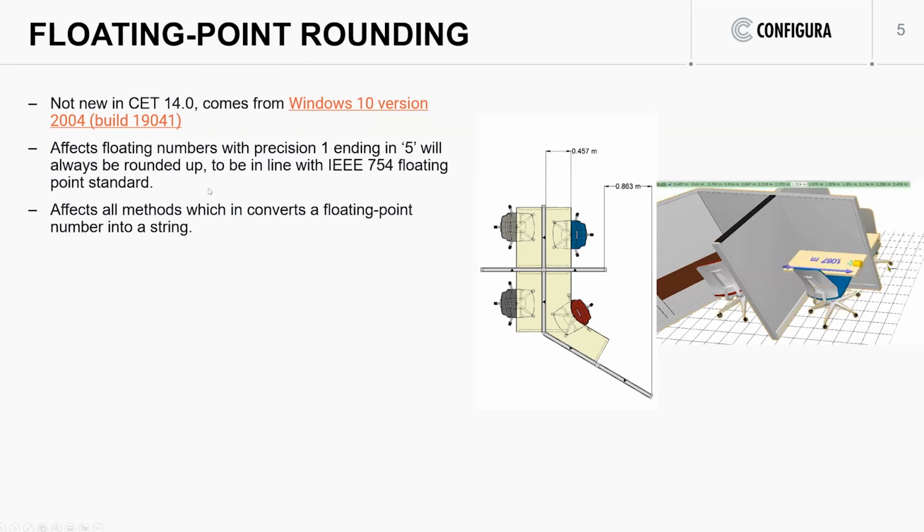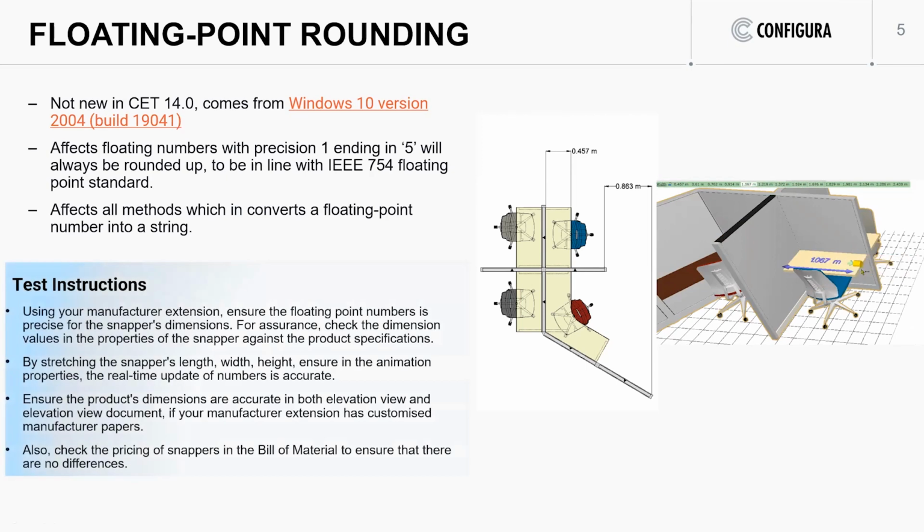I'm not going to be covering the technical details around this and what will be changed. For that, you can always visit the CT 14.0 developer migration guide for a more detailed explanation. But basically, this affects all methods that convert a floating point number into a string. So you need to check anything that's related to floating point rounding in CT. But we've narrowed it down for you.